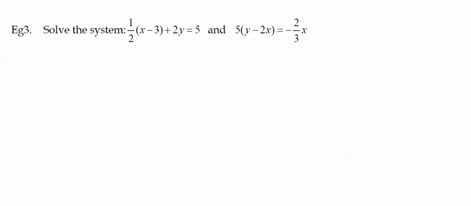In example number 3, we have two equations with brackets, multiplication, denominator. Kind of like they're giving us everything that they don't want to work with, and they put it all in the same system.